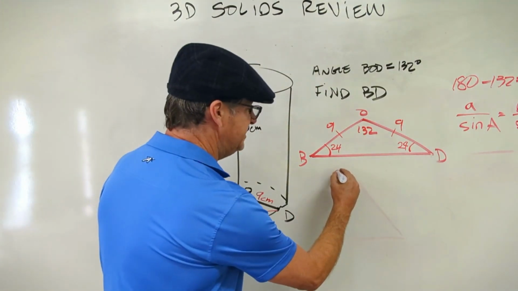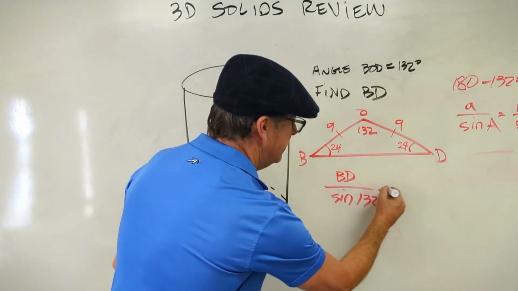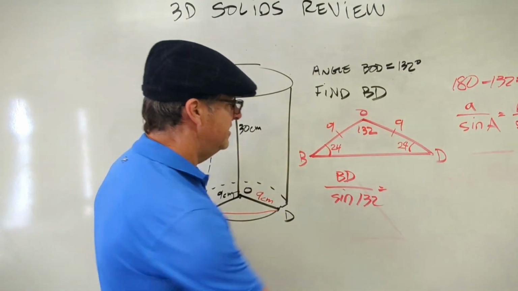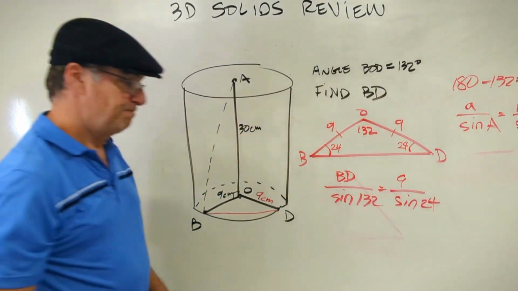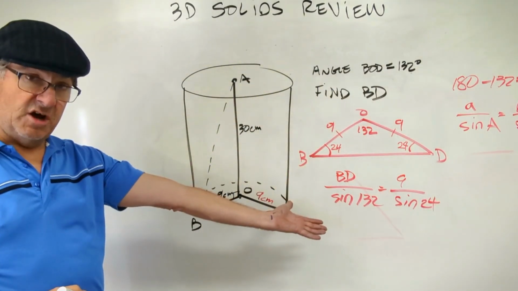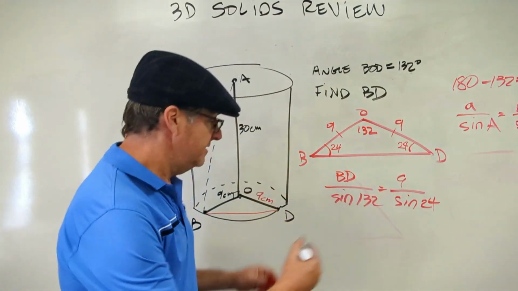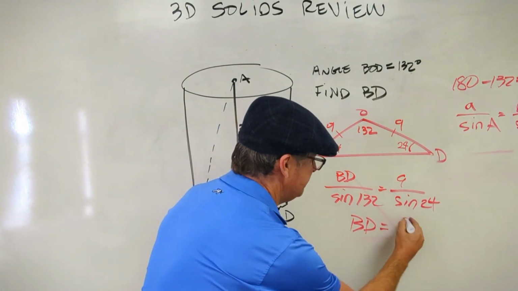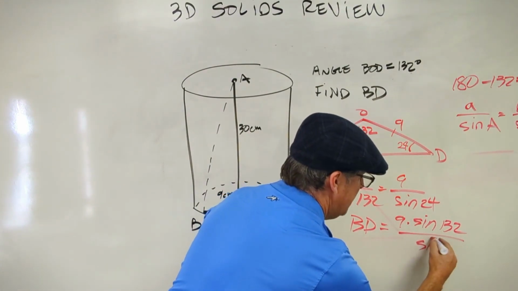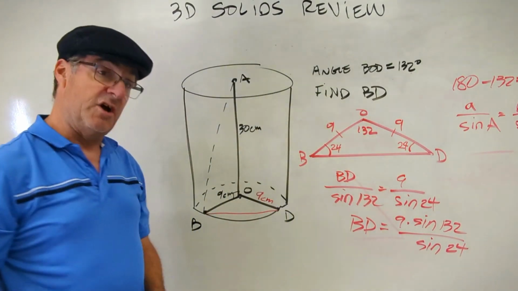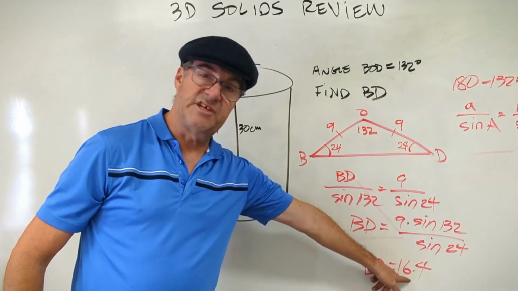What we've got is BD, that's what we're after, over sine 132. And now I'm just going to pick this side. So that's going to be 9 over sine 24. Now we have 3 knowns and 1 unknown, so we can easily figure this out. I'm going to multiply this up to the 9 and get BD equals 9 times sine 132 divided by the sine of 24. I want you to go ahead and pause the video, do that calculation, and see what you get. So when I get that, I get BD is 16.4.